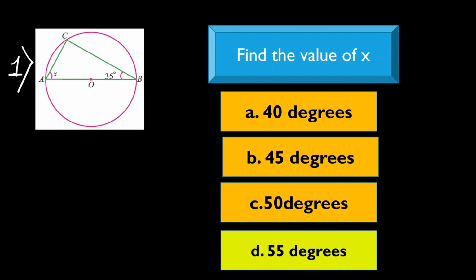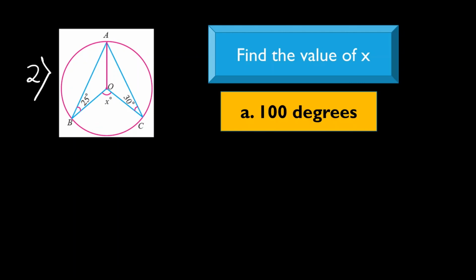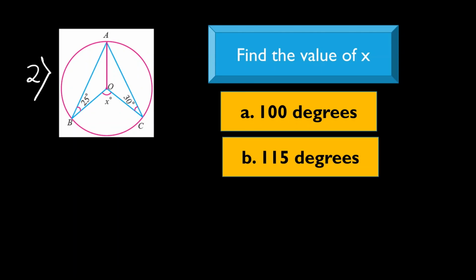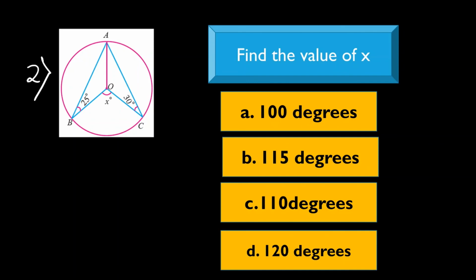Yes, you are right. It is 55 degrees. Carry on, students. Second question. We have to find the value of x in this following diagram. So it's given that O is the center of the circle, AB and AC are the chords, AO is the radius, right? You have to find the value of x. Your time starts now. Possible options are 100 degrees, 115 degrees, 110 degrees, and 120 degrees.